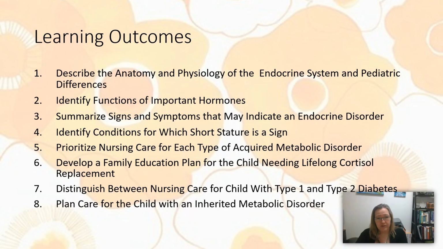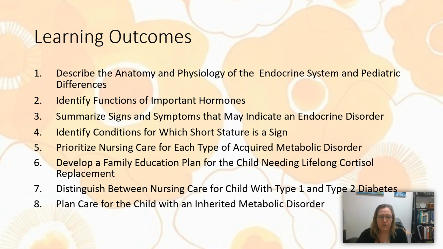Pay extra special attention to those, and also be able to identify the functions of important hormones, signs and symptoms that there might be a problem developing with the endocrine system. Identify especially endocrine problems that can cause stunted growth. Be able to prioritize your nursing care for a child that has an endocrine disorder. Be able to intervene if there's an educational need with the family, or if a patient is deteriorating, be able to recognize those signs and symptoms.